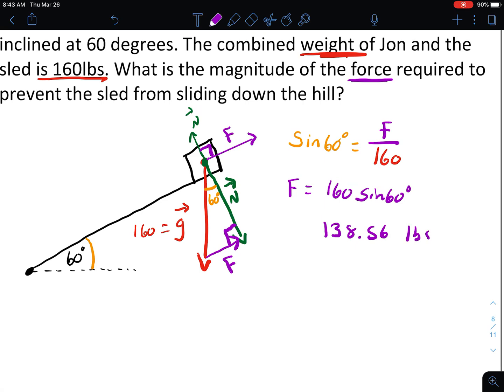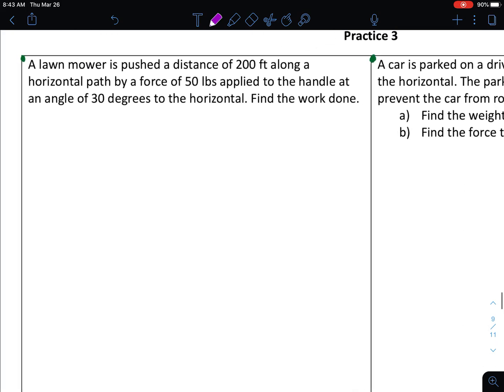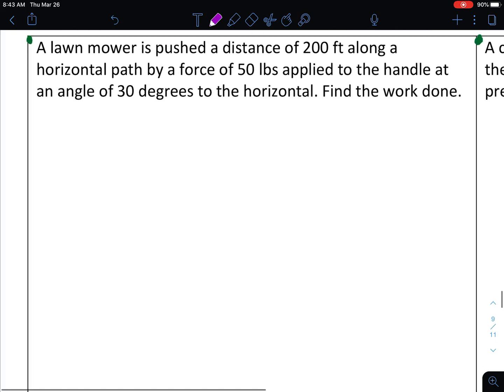And that gives us 138.56 pounds. All right, so that's kind of a cool little problem here. All right, let's look at another one. We've got two more.